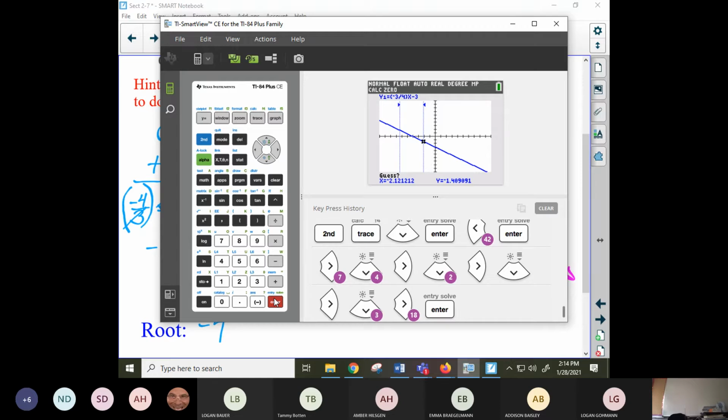No, she's talking about if you have a CE, then we can go on. If you have the CE version of the calculator, you'll have the vertical line. If you don't, then you'll just have these little arrows on top.